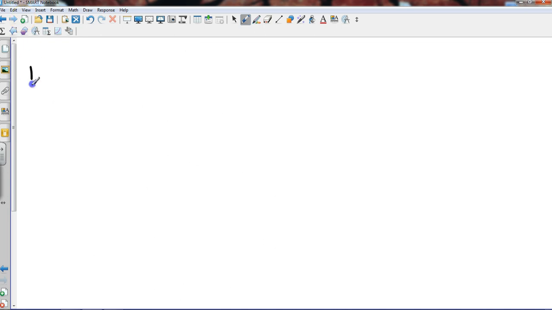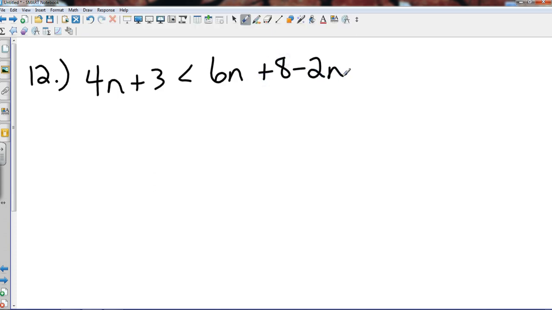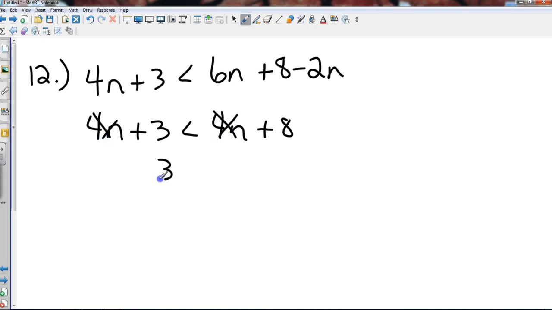Number 12. Number 12, a little bit different than some of the others. What do you see first? Some like terms on the right-hand side. 6n minus 2n is what? 4n. So I have 4n plus 3 is less than 4n plus 8 once I've combined those like terms. What can I do with the 4n's? They can cancel. Okay, now I have a value of 3 is less than 8. And that's actually true. 3 is less than 8. So what is my answer? All real numbers.